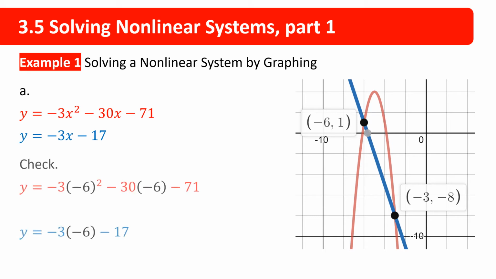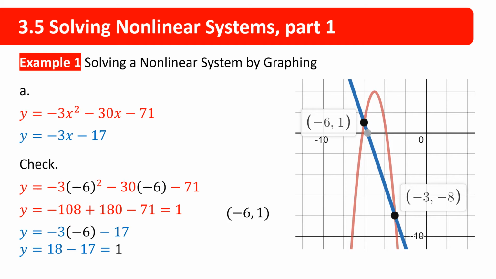We can go ahead and try to check our work to see if this is accurate. If we take our first equation and plug in -6 wherever we see x, -3 times 36 is -108. -30 times -6 is +180, minus 71. When we blend those together, we come up with 1. So when we plug in -6, out comes 1. We could check with the second equation. When we plug in -6, we'll get +18 minus 17 equals 1. And so -6, 1 is in fact one of our points.